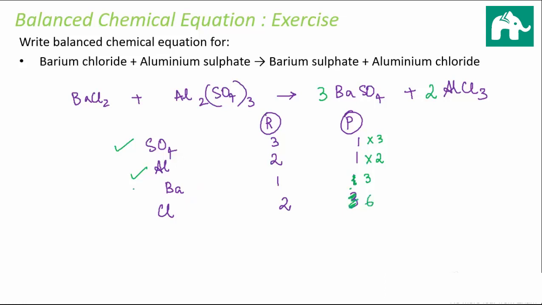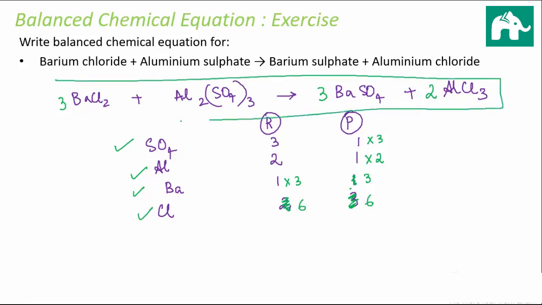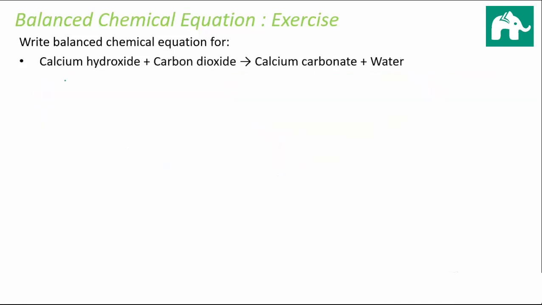Now let's try to balance barium. In order to balance it, we need to multiply by 3 on the reactant side. So here we multiply by 3. Again, when we do that, the chlorine atom count also changes. On the reactant side, the chlorine atoms become 6. So chlorine gets automatically balanced. So this is a balanced chemical equation. Let's move on to the next one.